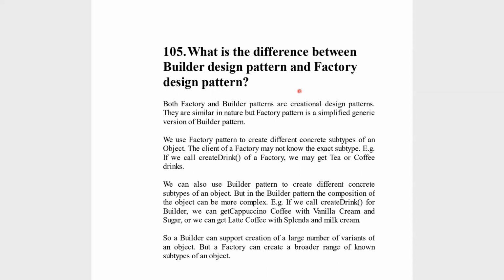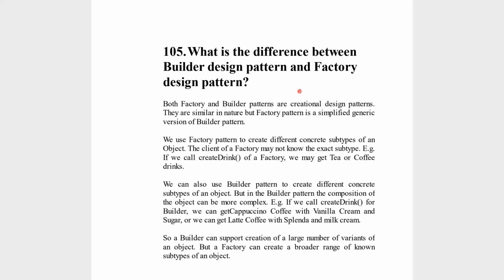That's a very good argument why the factory pattern is a simplified generic version. Basically, when we use a factory pattern, we can create different concrete subtypes of an object. That means a client of a factory may not know the exact subtype. Suppose we call create drink, we may get tea or coffee. When we use a builder pattern, we also create different concrete subtypes of an object. Same thing, so we can use factory and builder to do both.